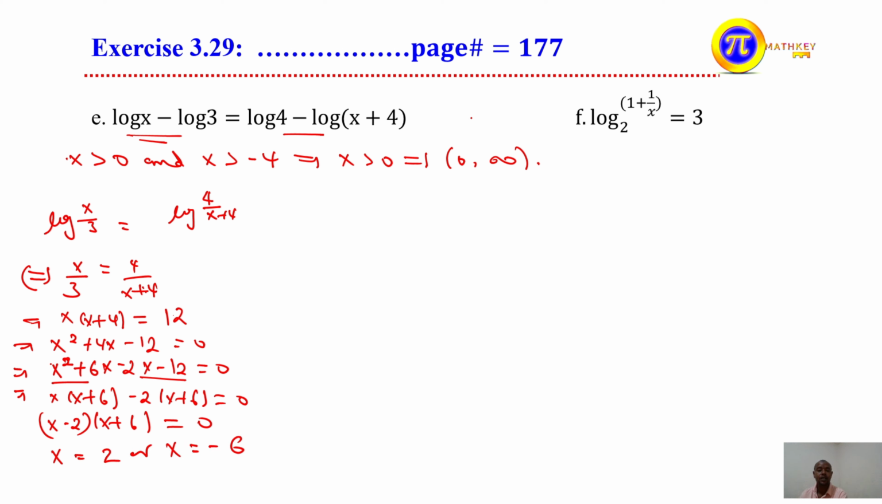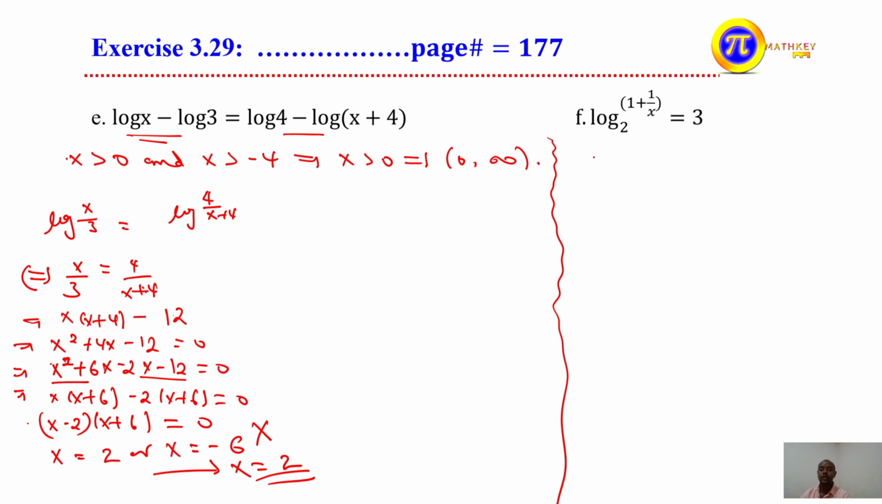So which one is the correct answer? Since the universe is 0 to positive infinity, our answer is x equal to 2. It is in our domain, but x equal to negative 6 is not in the domain.